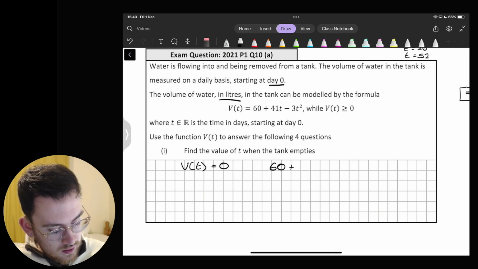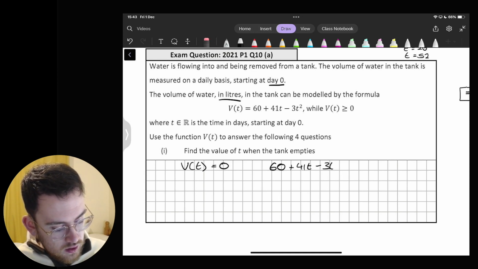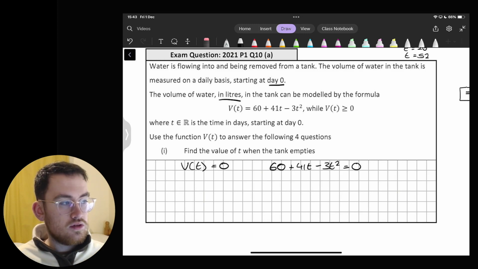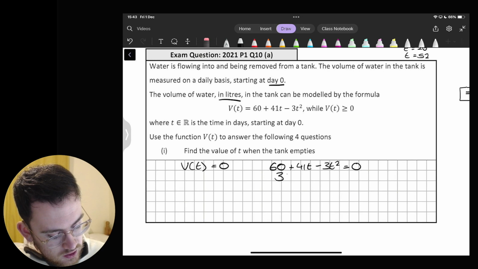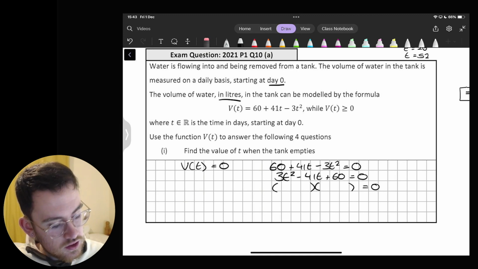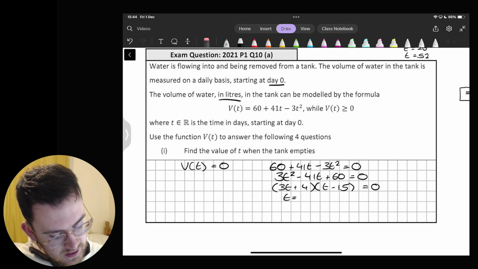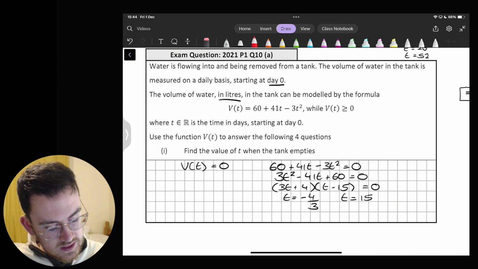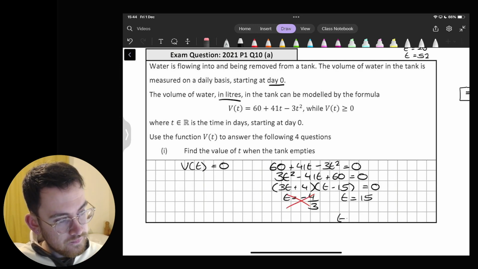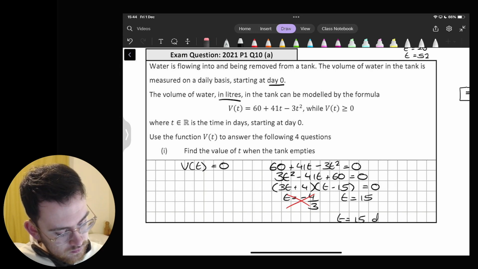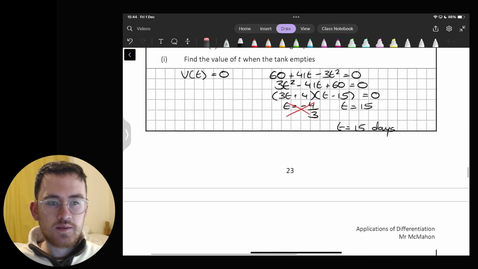So let's take our equation here, putting it equal to 0. I'm going to divide across by -1. And if I factorize that quadratic, I'm just going to jump straight to the answer here to prioritize the other parts. I get 3t plus 4 and t minus 15. So that's going to give me that t is -4/3, which of course can't really be the case. So we're going to have to go with t being 15. So it takes 15 days for the tank to be fully emptied.